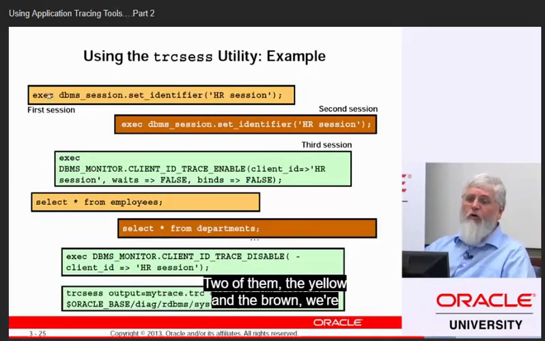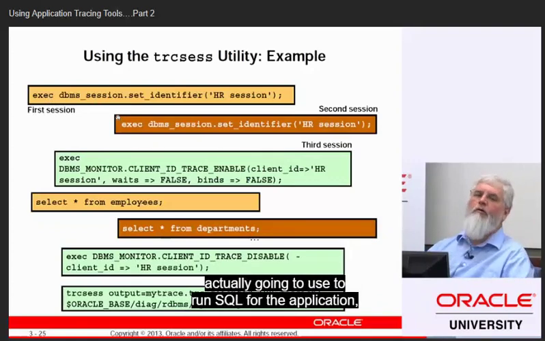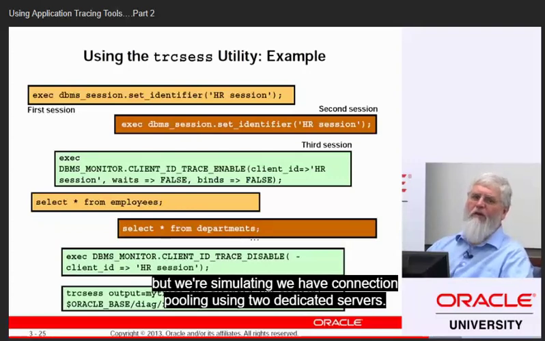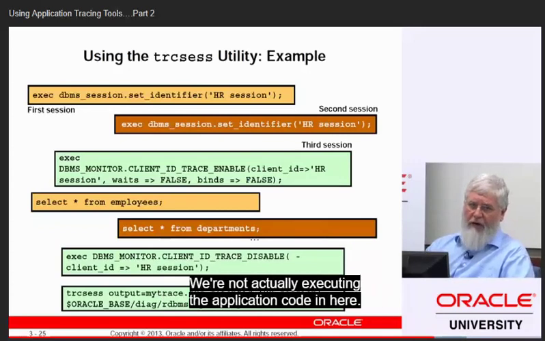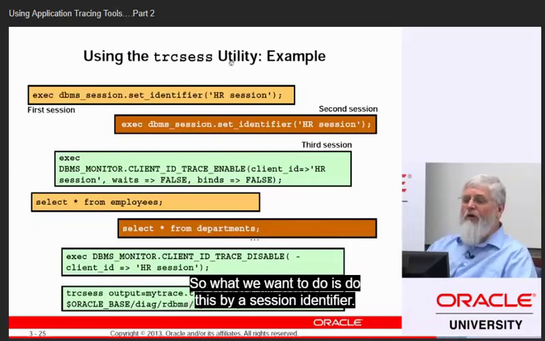Two of them, the yellow and the brown, we're actually going to use to run SQL for the application, but we're simulating connection pooling using two dedicated servers. And then the third one is used as the control session to control the tracing. We're not actually executing the application code in here. So what we want to do is do this by a session identifier.